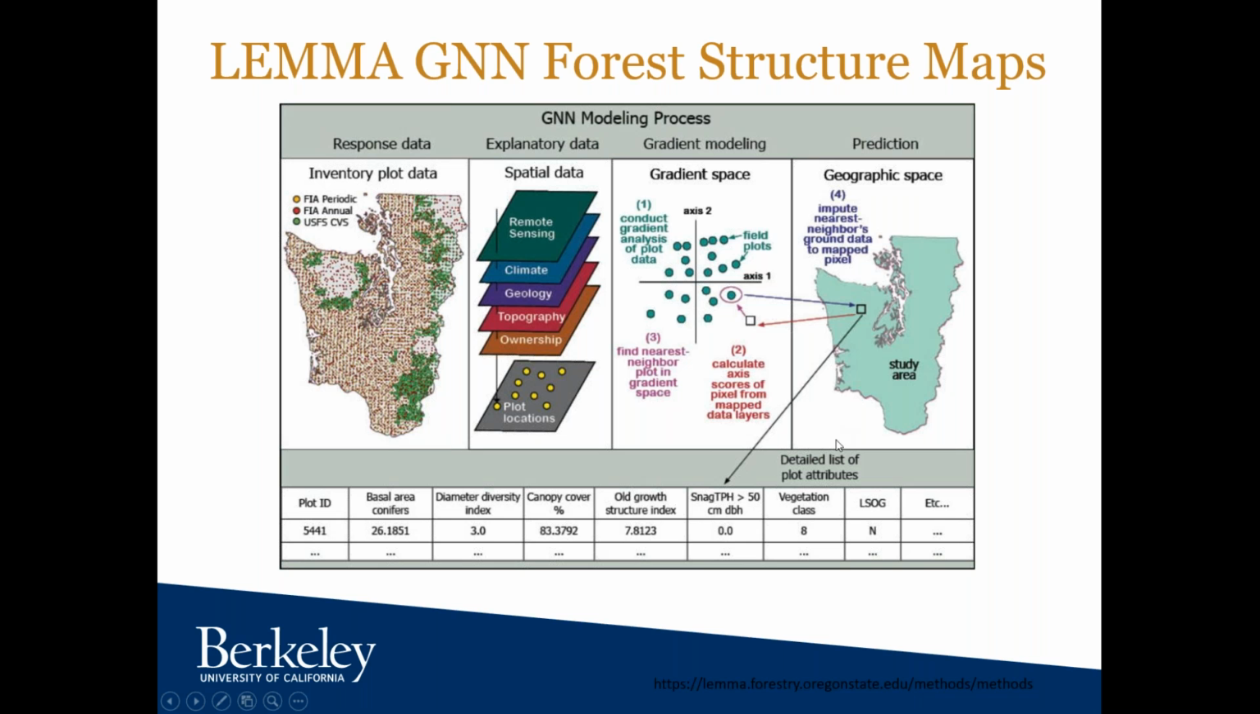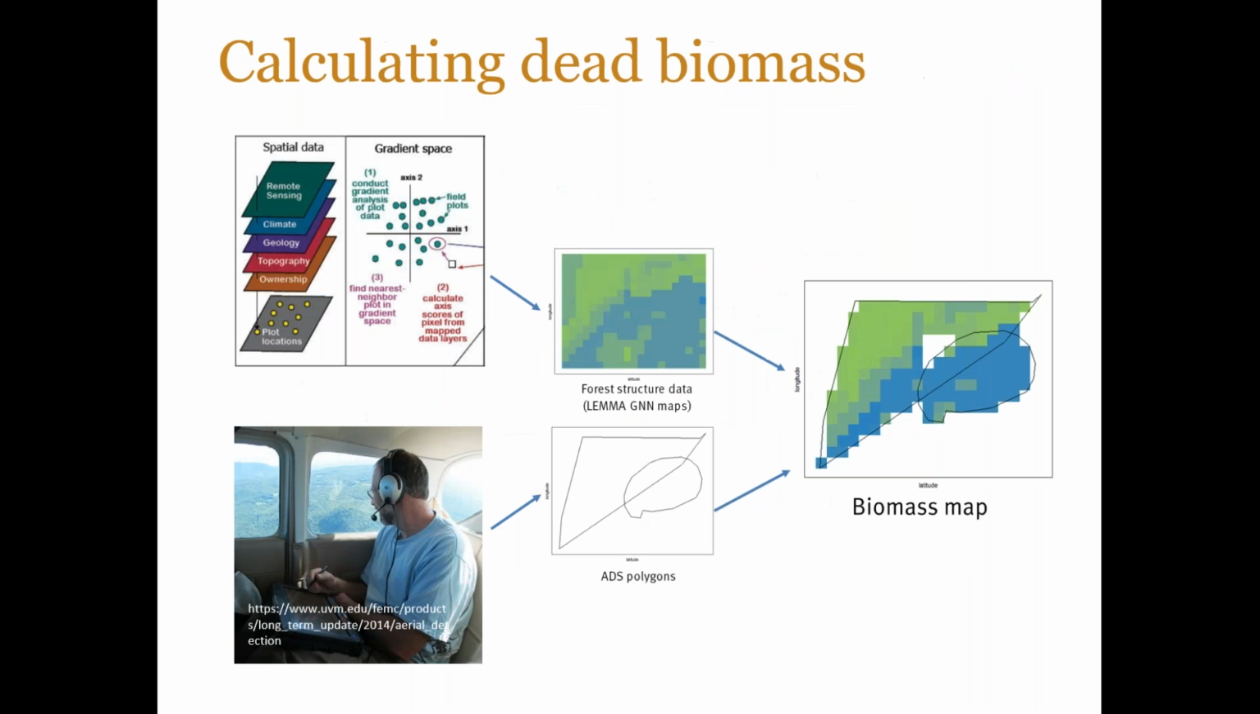It's a little bit confusing, but basically you can think about it as taking FIA data, which only has one plot per every 8,000 acres, I believe, and making that more useful by spreading it across an entire state based on what we know about every other area using spatial data. This example shows Western Washington GNN forest structure maps, but they also exist for California. And we used 2012 Lemma GNN maps. So they are a snapshot of what the forest looked like in 2012.